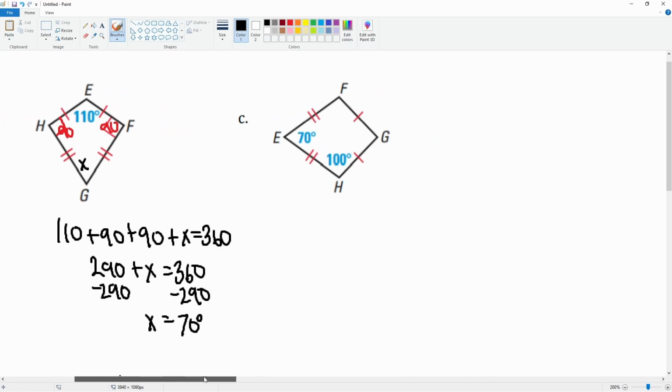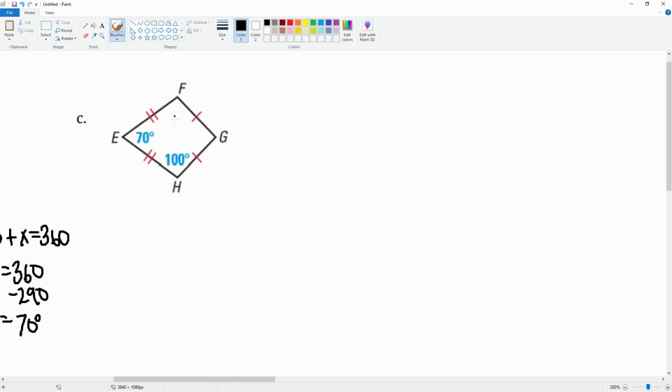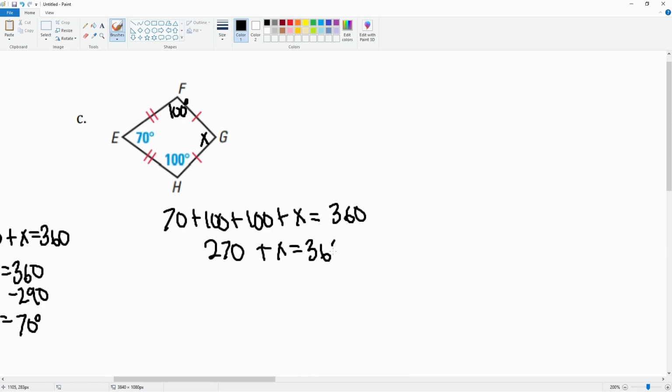Right? Then C. The fact that we know that this is 100, we also need to know that this is 100. We don't know what G is quite yet. Okay? We can now set up the equation. 70 plus 100 plus 100 plus x is equal to 360. This is 270 plus x is equal to 360. Minus 270 from both sides, I get x is equal to 360 minus 270, which is 90. So we can say angle G is equal to 90 degrees right here.